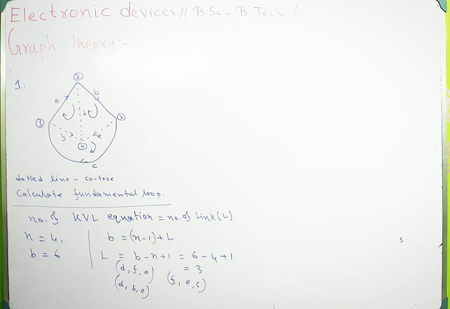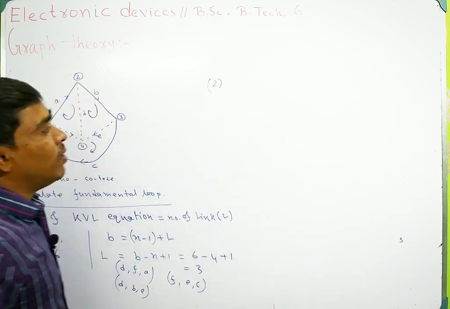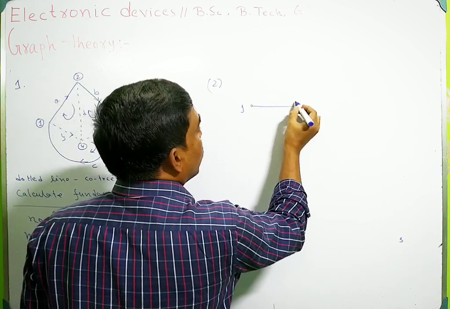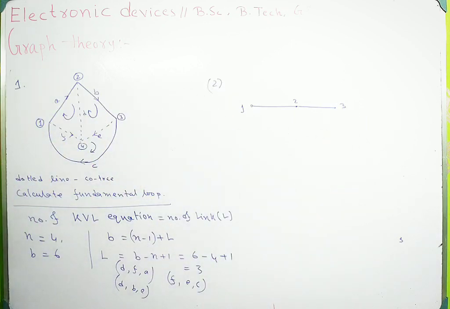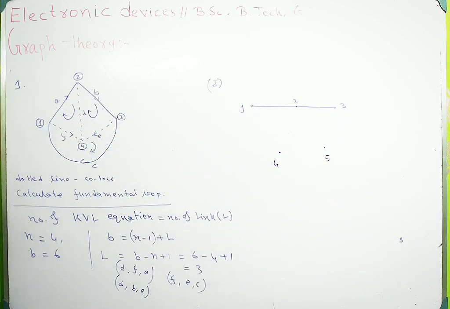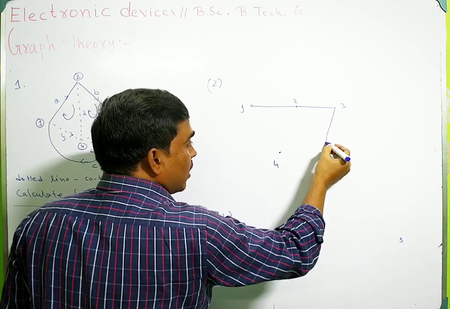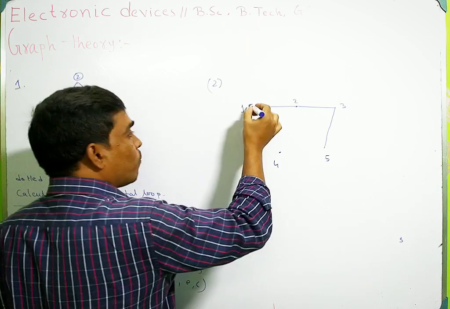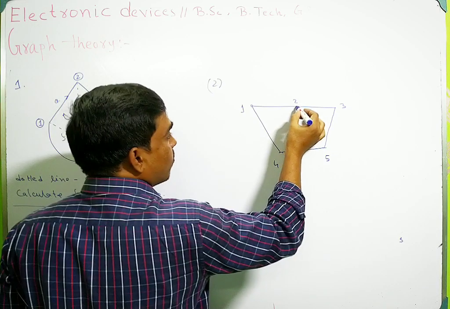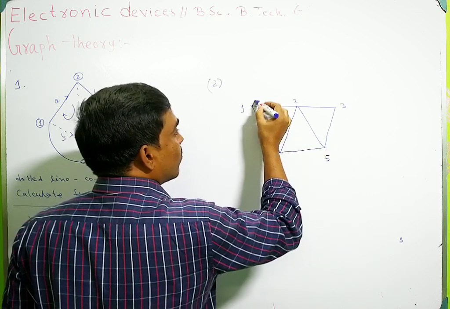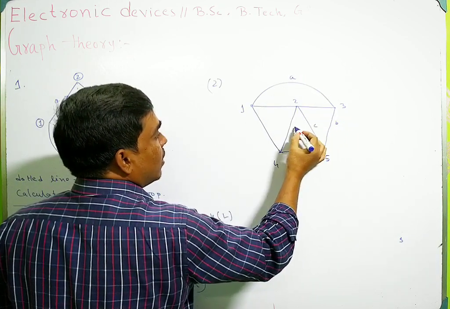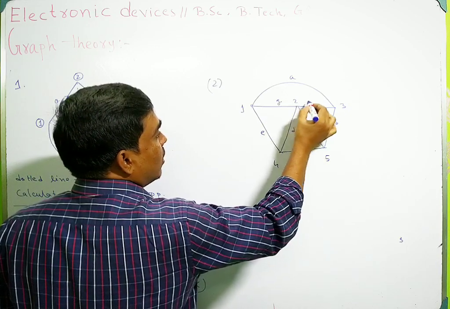Now you have to find out another, problem number 2. Suppose this is node 1, this is 2, this is node number 3, this is 4, this is 5, and the nodes are connected in this way. These are the branches. Suppose these are A, B, C, D, E, F, G, H.